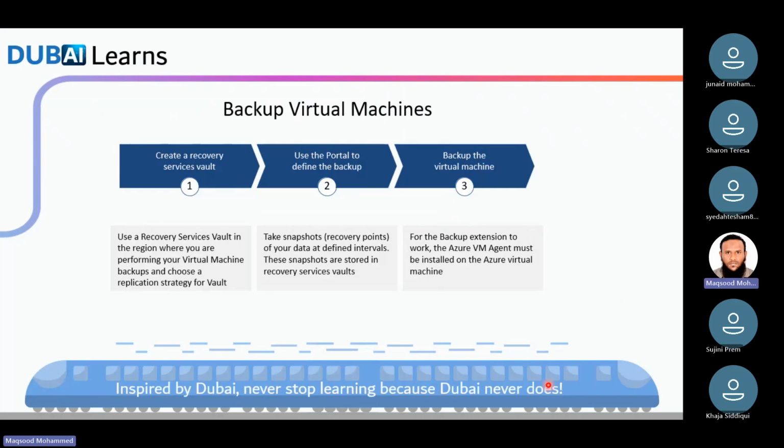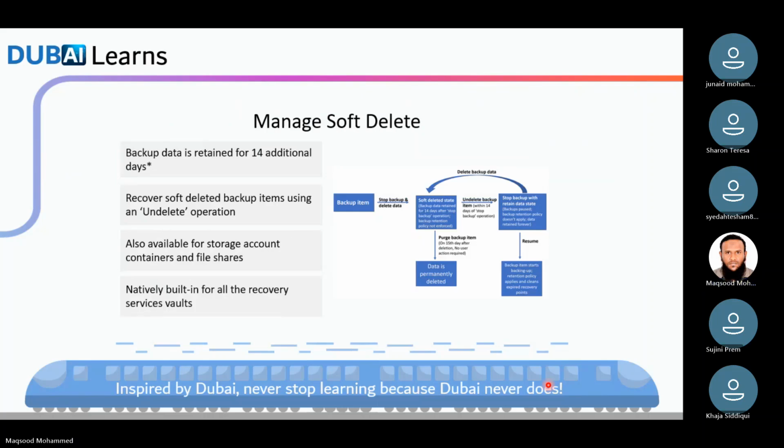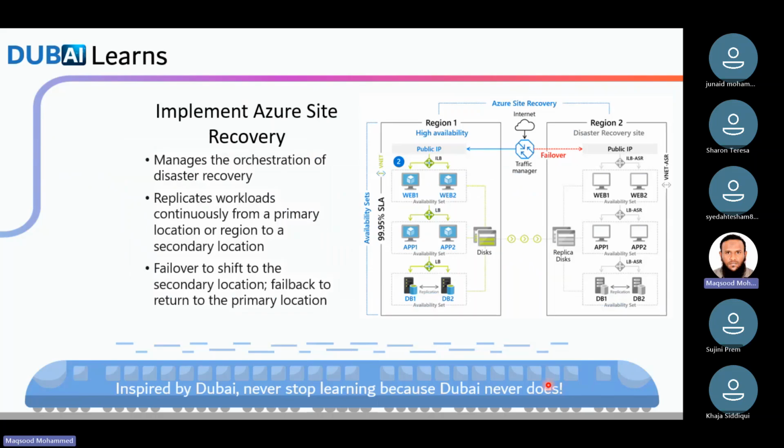So how do you back up the virtual machine? Create a recovery service vault. Use a portal to define the backup policies. Back up the virtual machine. Then Azure also provides the soft delete function. That means when you delete any data, backup data is retained for 14 additional days. It's like the recycle bin on your machine that provides a similar service. Site recovery, you can see here how the site recovery works.